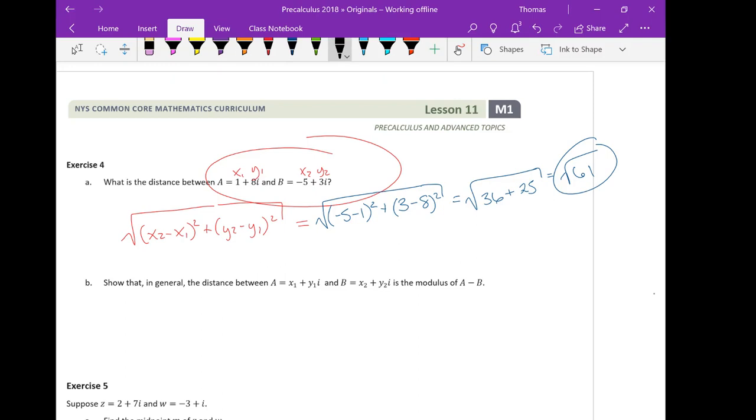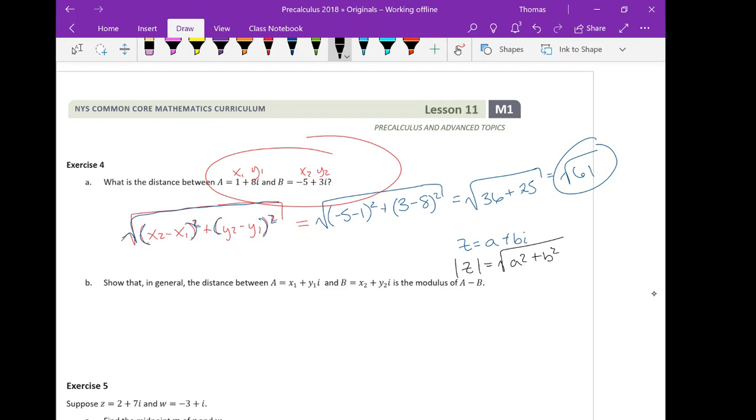So we see here we can use labeling these as x and y to find our distance. But we also notice that taking a square root of something squared plus something squared looks a lot like an operation we've learned before. If we had a number z equal to a plus bi, the modulus of z was equal to the square root of a squared plus b squared. And we see that same structure here.